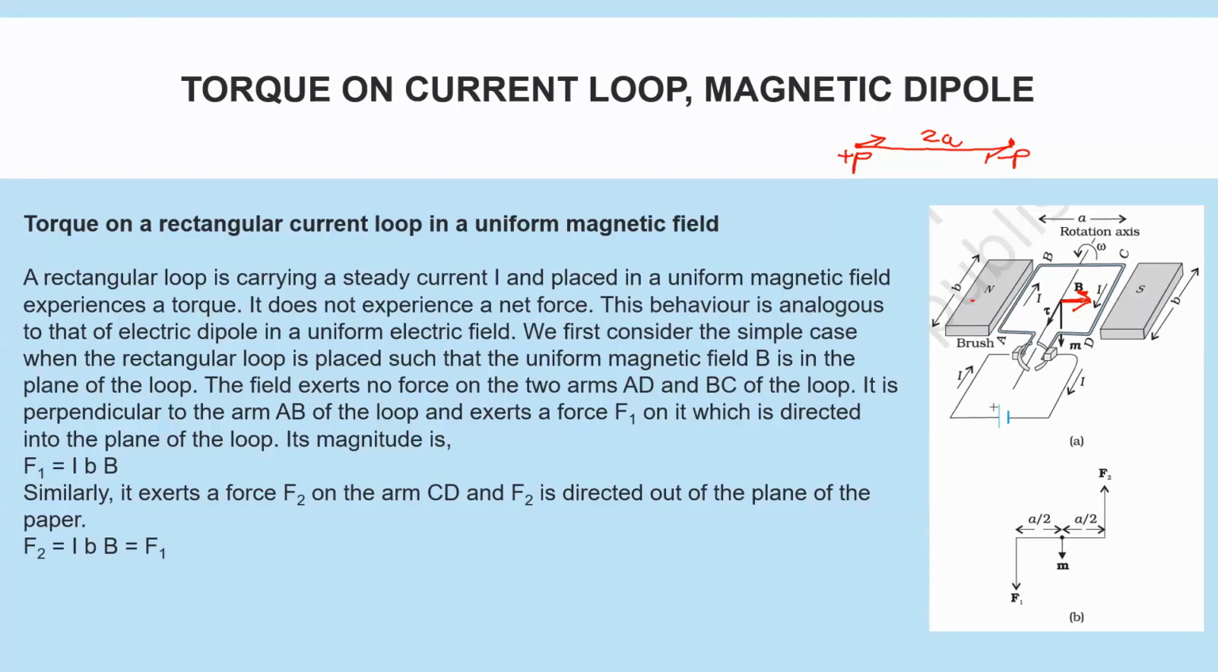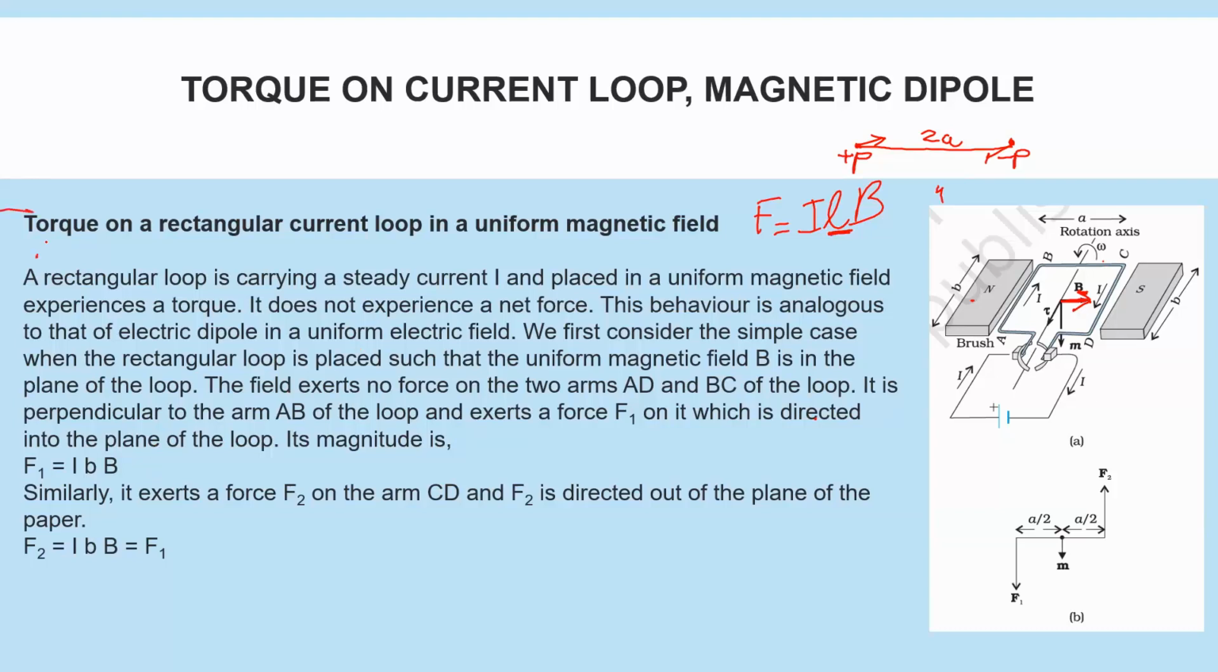Since the field is along this direction, there is not going to be any contribution to the arms AD and BC. The arm AB is the arm on which the force F1 will be exerted, and the force is also going to be directed in the plane of the loop. Now what is going to be the magnitude? If you remember, we have seen F equals I L B. L over here is the length of the side of that arm, and that is B.